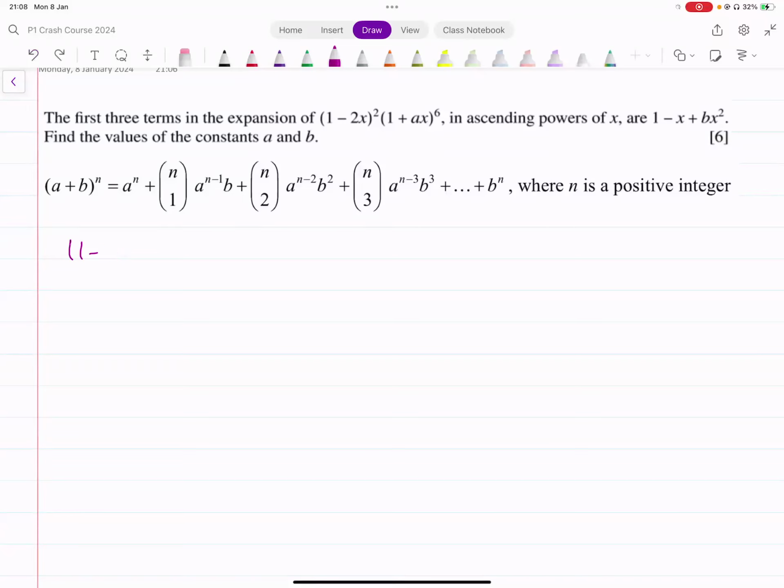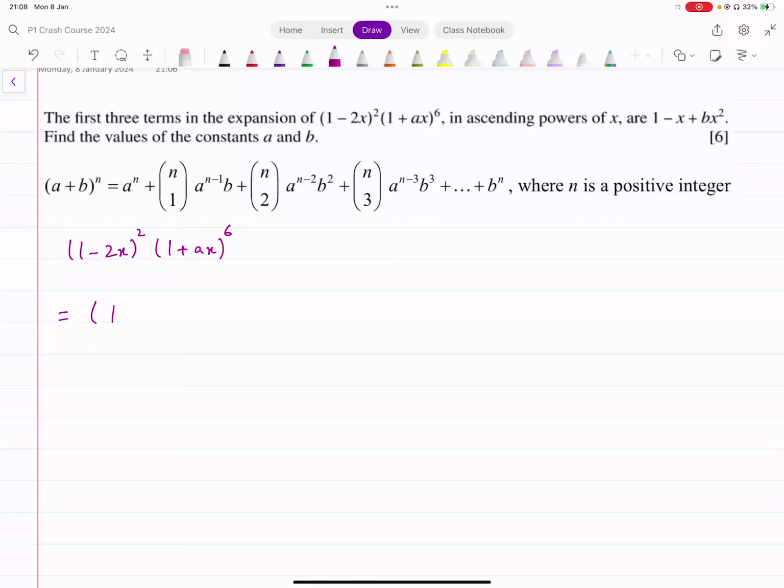So we're given (1 - 2x) whole squared into (1 + ax) whole raised to power 6. That's what we're given. Now (1 - 2x) whole squared, that's just (a - b) whole squared. You don't even need the binomial formula for that. You can just use (a - b) whole squared, right? To expand the first one, let's do that.